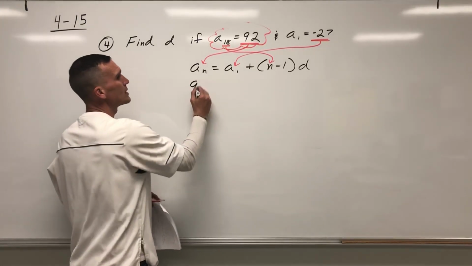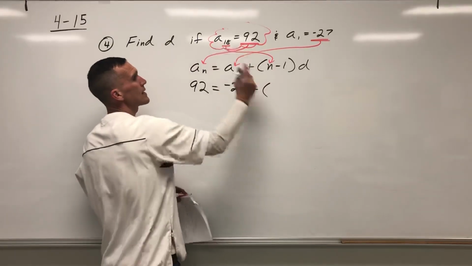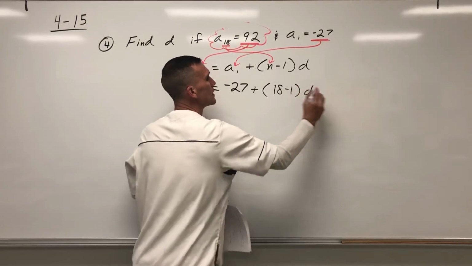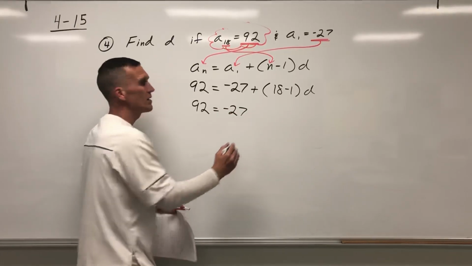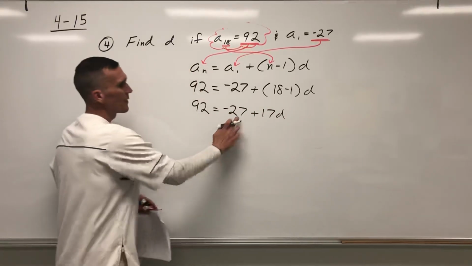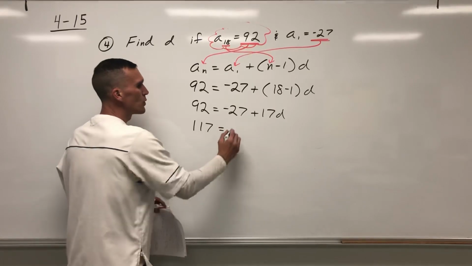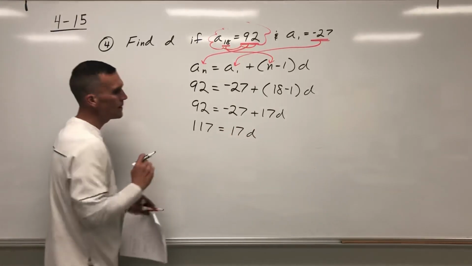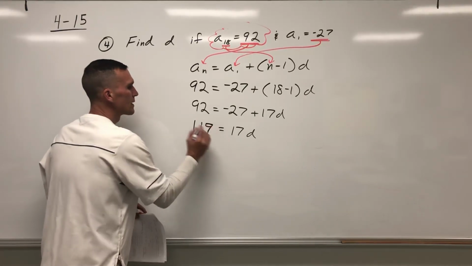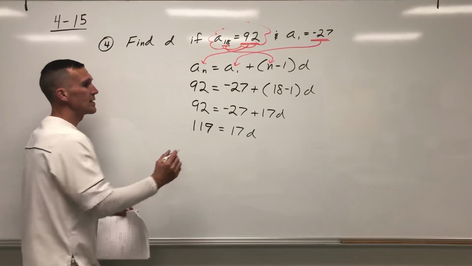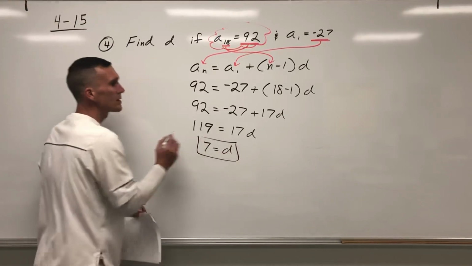So I'm going to plug in 92 is equal to negative 27 plus quantity n is 18, take away 1 times d. So now I have 92 equals negative 27 plus 17d. I'm going to add 27 on both sides, for 119 equals 17d. And when I divide that, it's going to be 7 is equal to d, or my common difference.